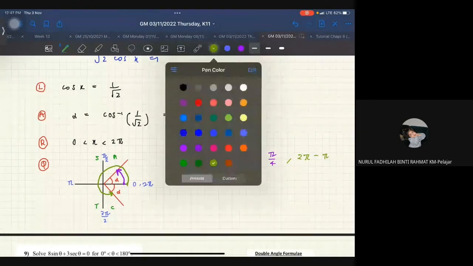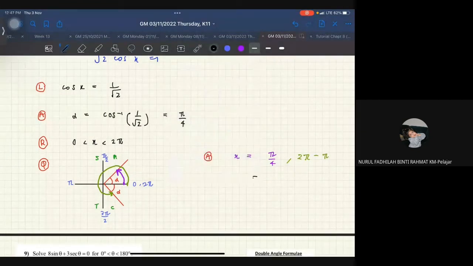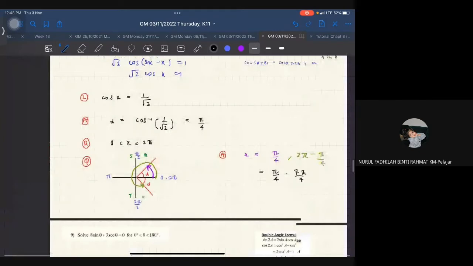Okay, so final answer awak akan dapat pi over 4. Okay, and then 2 pi, sorry. This is pi over 4. Okay, so 2 pi minus pi over 4, 2 times 4 is 8, 8 minus 1 is 7. So dapatlah 7 pi over 4. Inilah jawapannya. Okay, that is all.